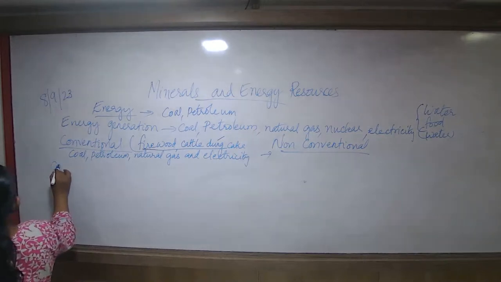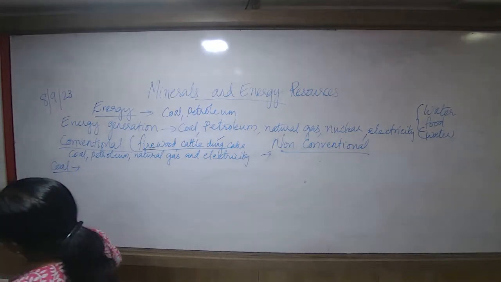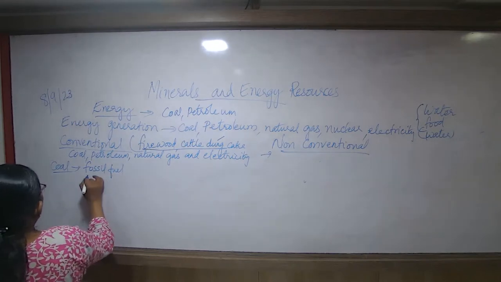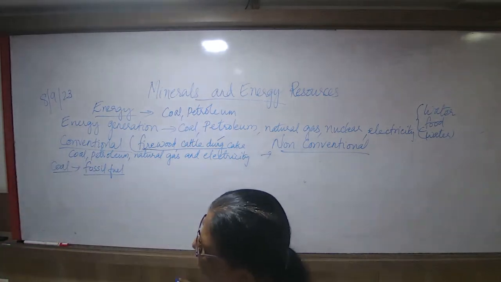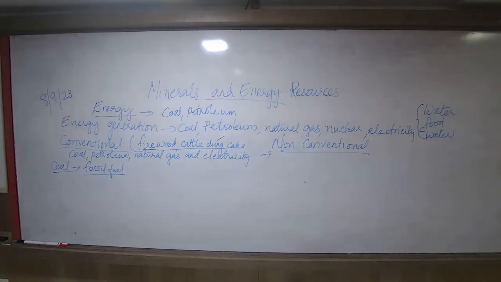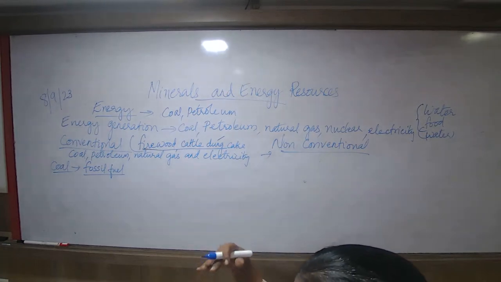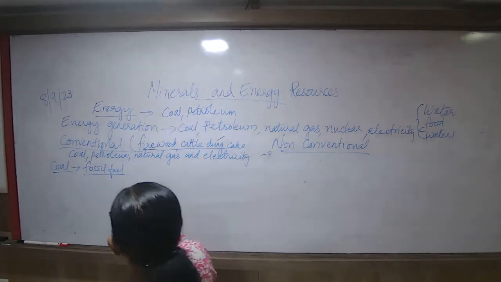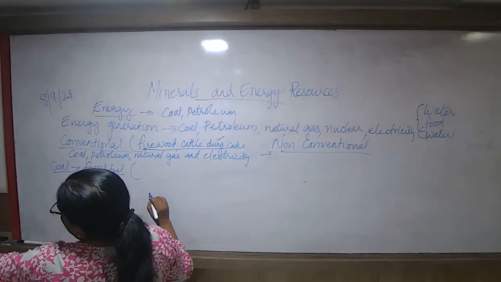Among the conventional sources, the first one is coal. This coal is called a fossil fuel. Why is it called a fossil fuel? It is formed from the remains of plants and animals. Fossils are the remains of plants and animals which lie buried under the earth for millions of years. That is why they are called fossil fuels. Now, what are its uses? It is used for power generation.